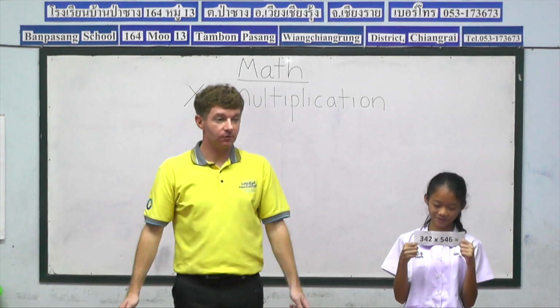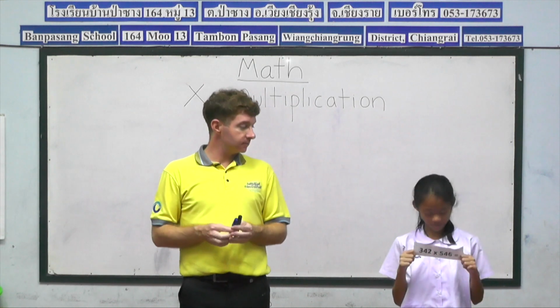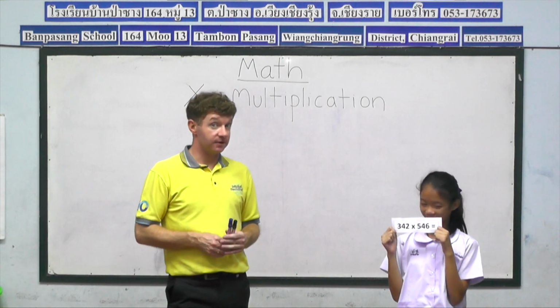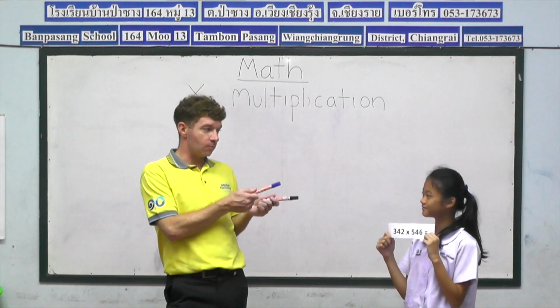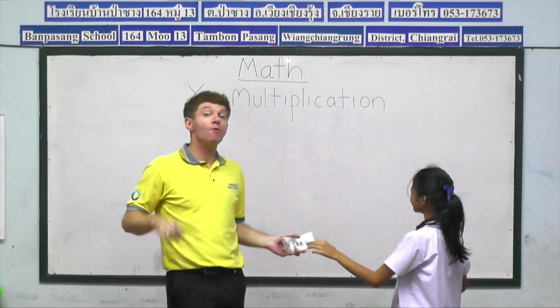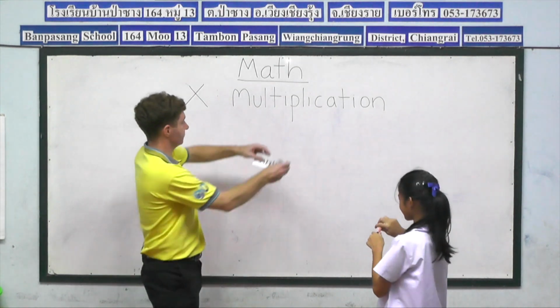342 multiplied by 546. Okay, so Dan, what colour would you like? Black for Dan. First thing to do, write our problem on the board.